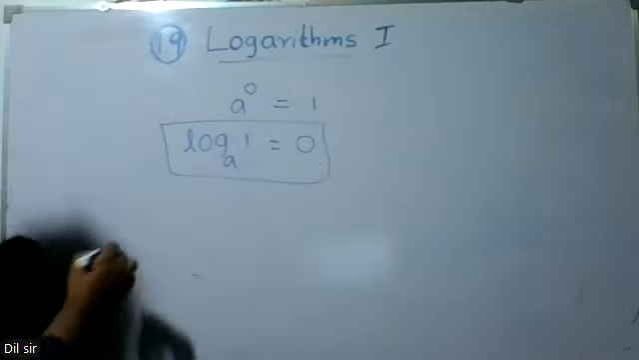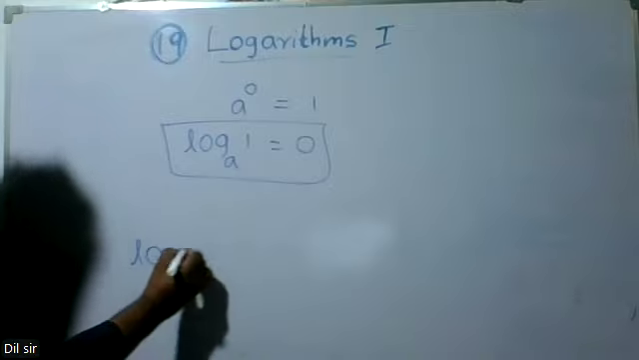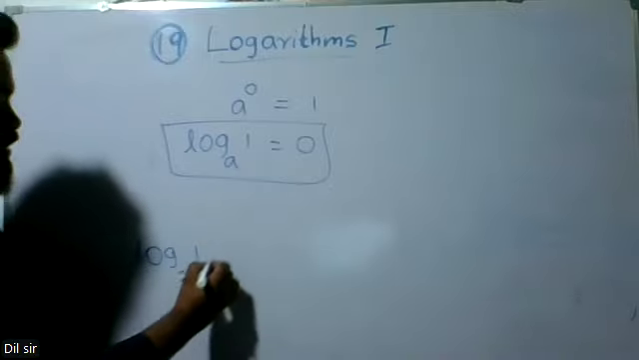My examples with it. Logarithm of 1 to base 2 is 0.